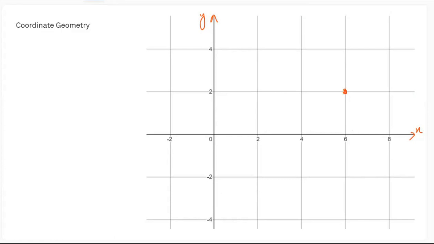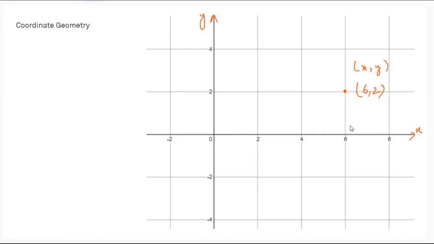So if you have this point here, for instance, what does that mean? This is 6 on the x coordinate and 2 on the y coordinate, right? So this is how you write this. X coordinate pehle likhte hain, y coordinate baad mein likhte hain. That's how you represent the coordinates of a point.